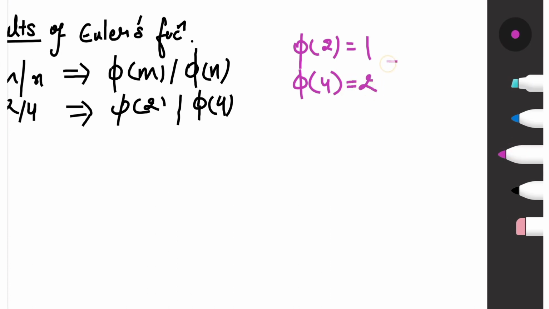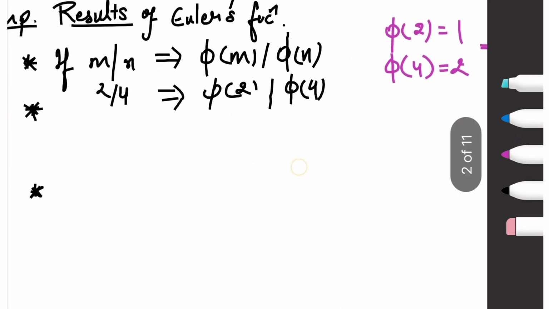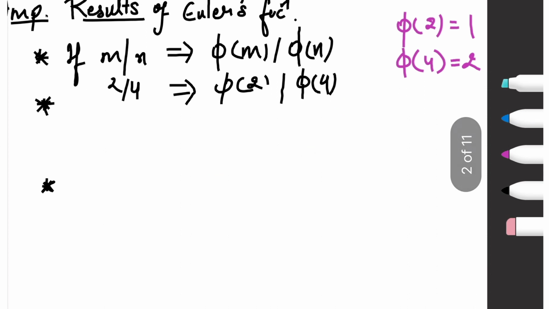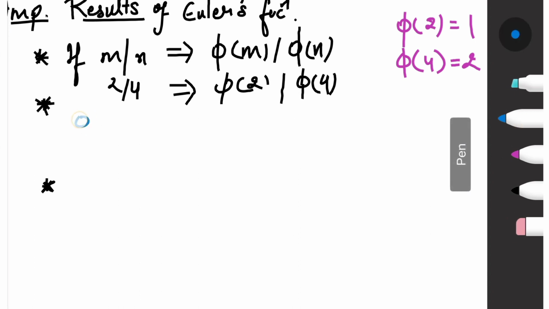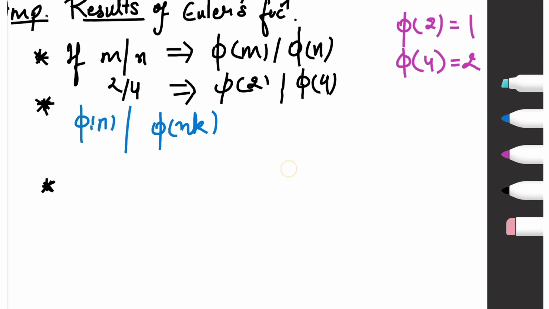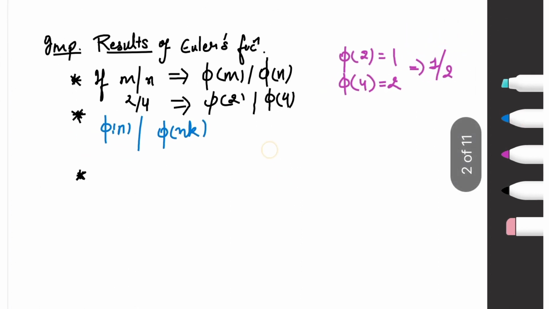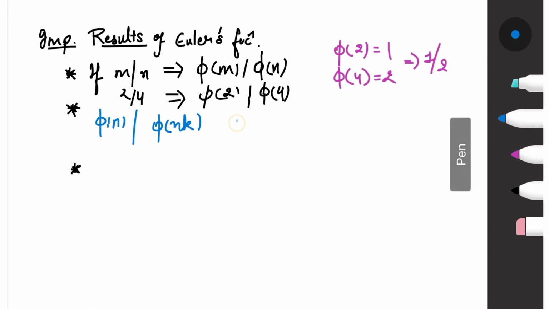Okay, so we know that 1 always divides 2. You can check any number. If m divides n, you can always say that phi of m will divide phi of n. The second result is that phi of n will always divide phi of nk. Here k belongs to the positive integers.